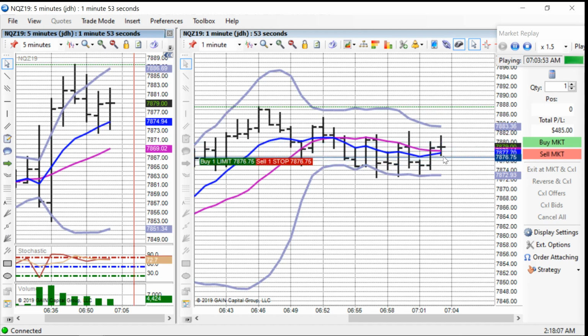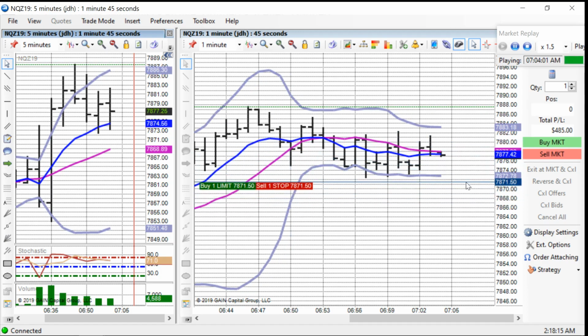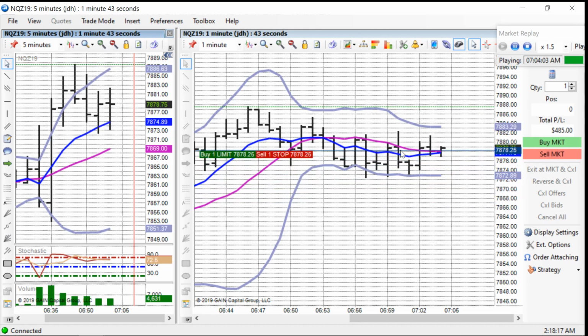Now, whipsaw is where it'll move one direction and sucker you into a trade in one direction, then suddenly change to the other direction, and so you keep nickel and diming yourself to death. So just be patient and wait for the breakouts of congestion areas. Don't try to trade within them.